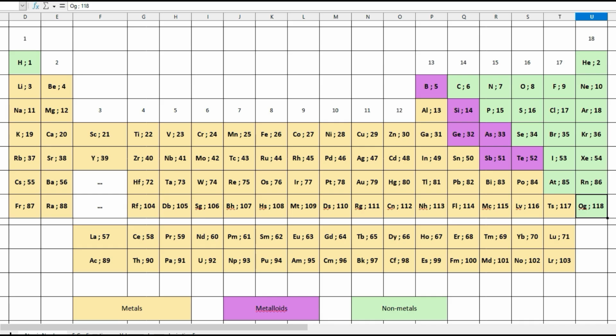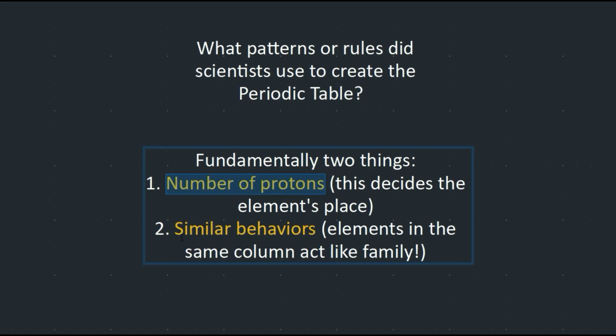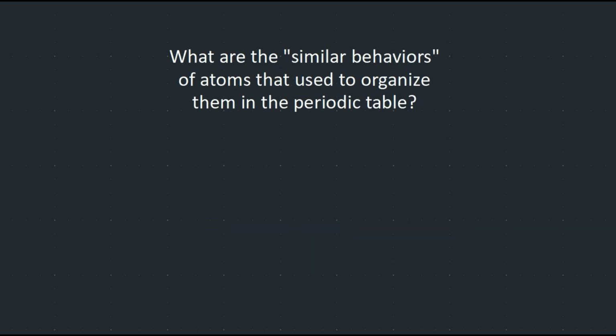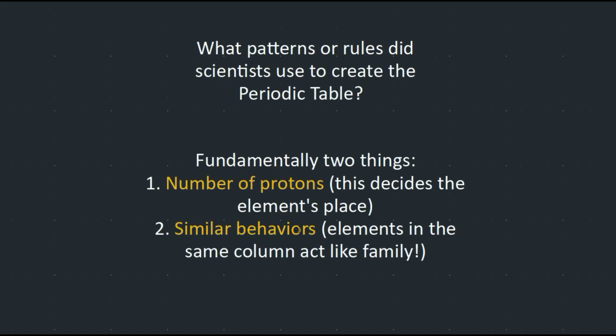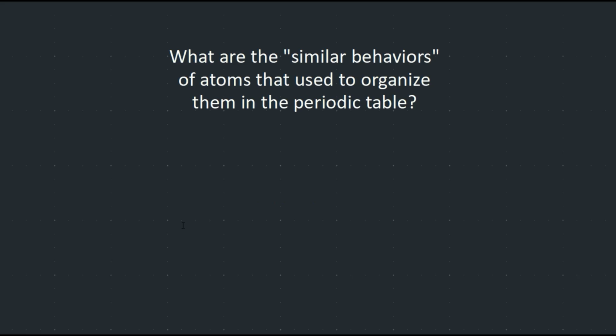But what is making this table take up this weird shape? That's the question. It is to do with similarity of behavior. Elements, that is atoms, in the same column act like a family. Now, what is that similar behavior? We use the word similar behavior. We need to understand what this similar behavior is, only then will we be able to understand the reactions better. What are the similar behaviors of atoms that are used to organize them in a periodic table?